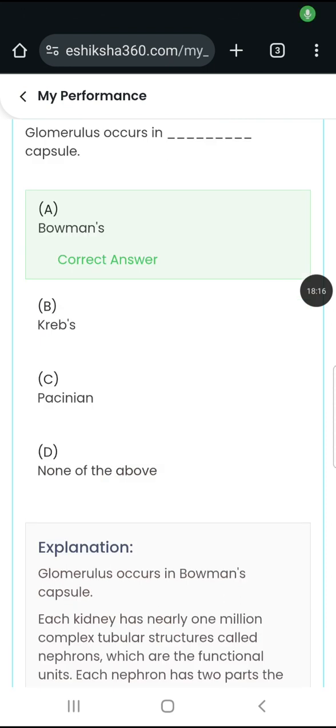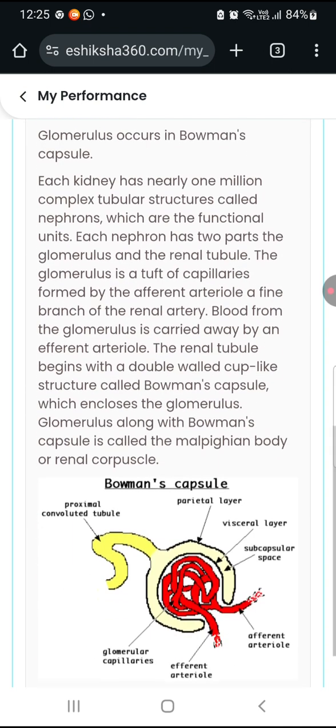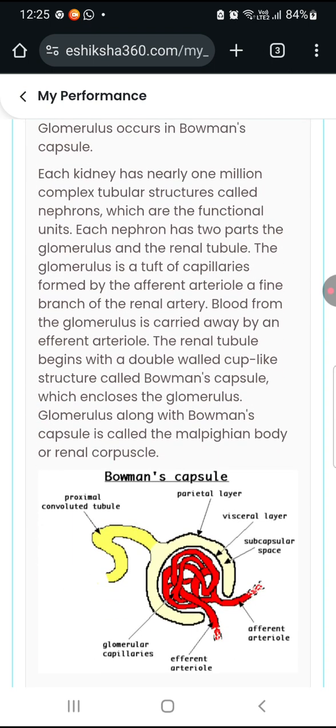Glomerular filtration occurs in Bowman's capsule. Explanation: Glomerular filtration occurs in Bowman's capsule. Each kidney has nearly 1 million complex tubular structures called nephrons, which are functional units.